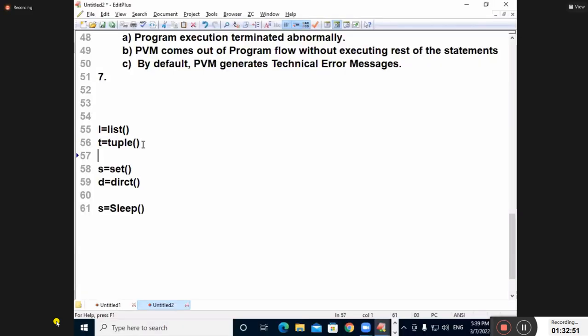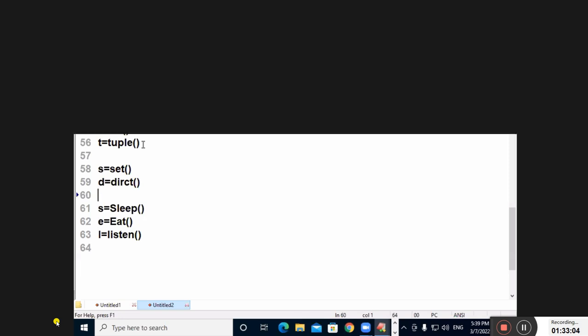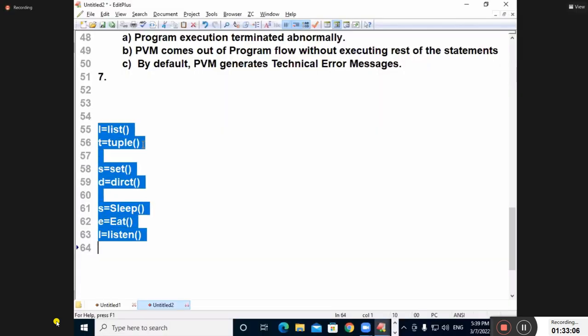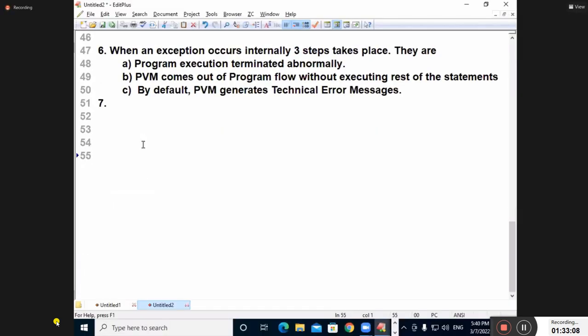How do you eat? E is equal to eat off. What are you doing? L is equal to list of. Anything you do in Python, you have to create what? You have to create an object.